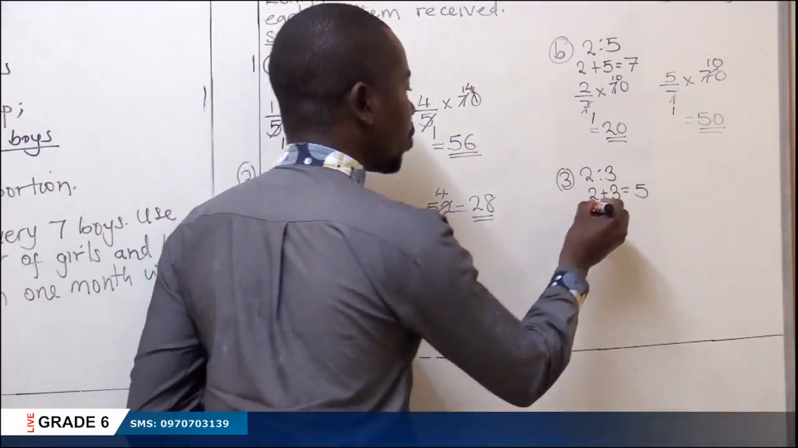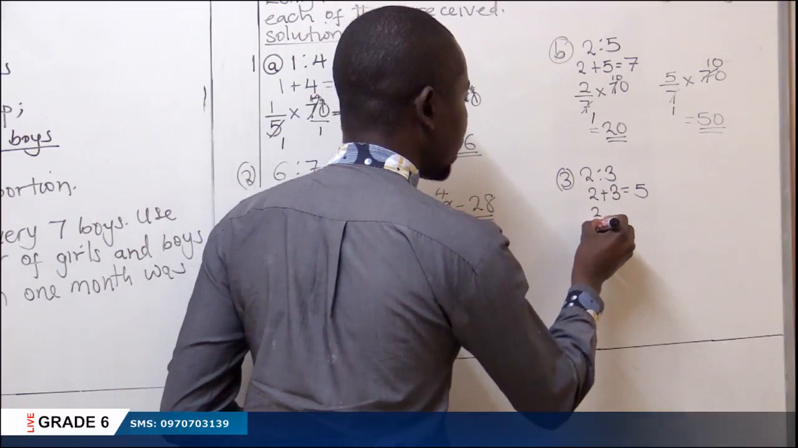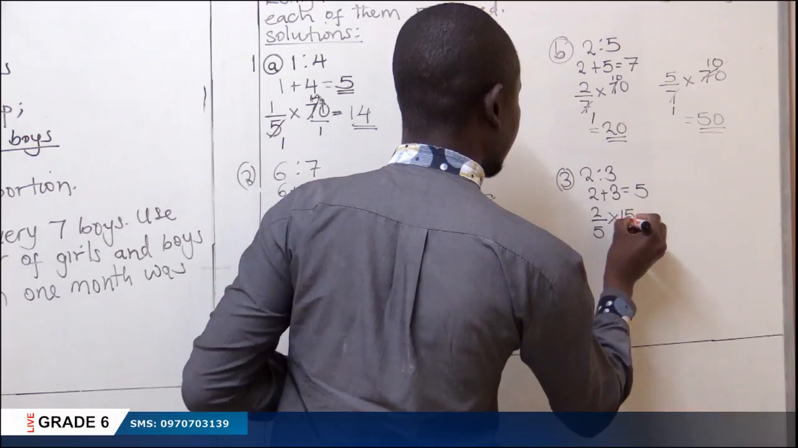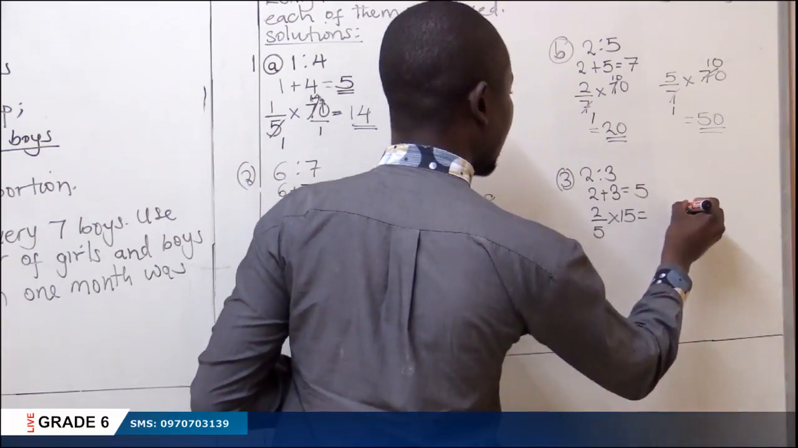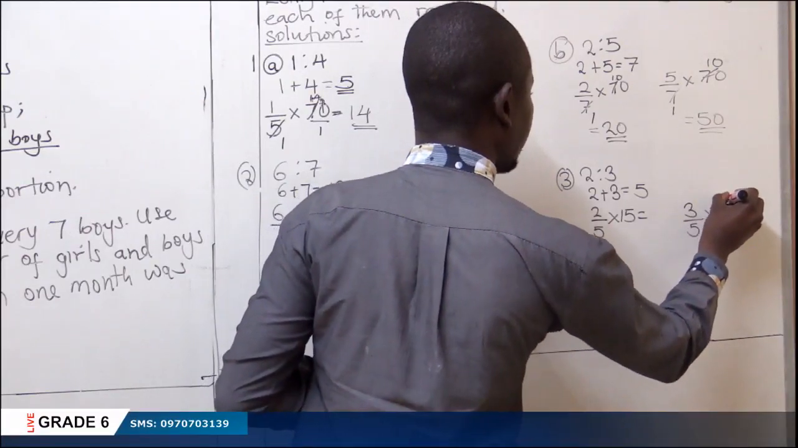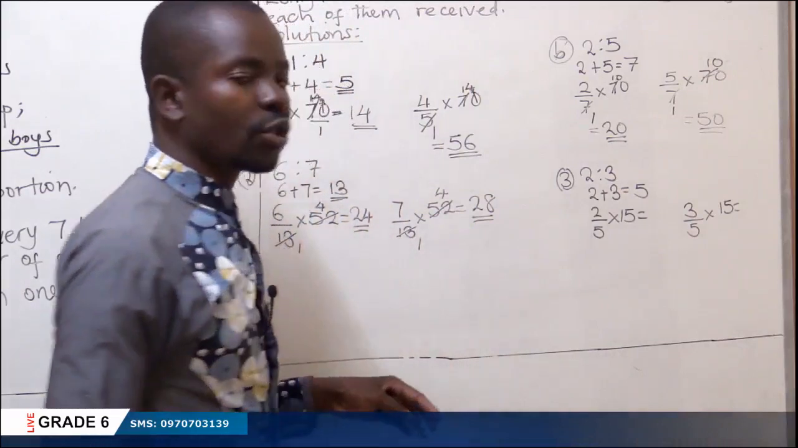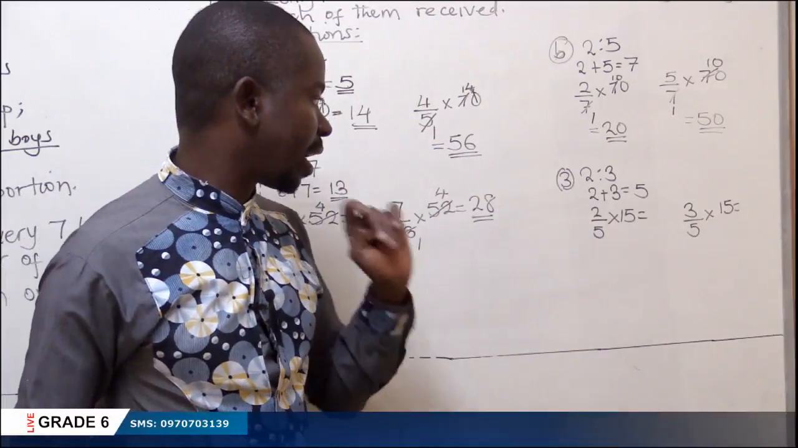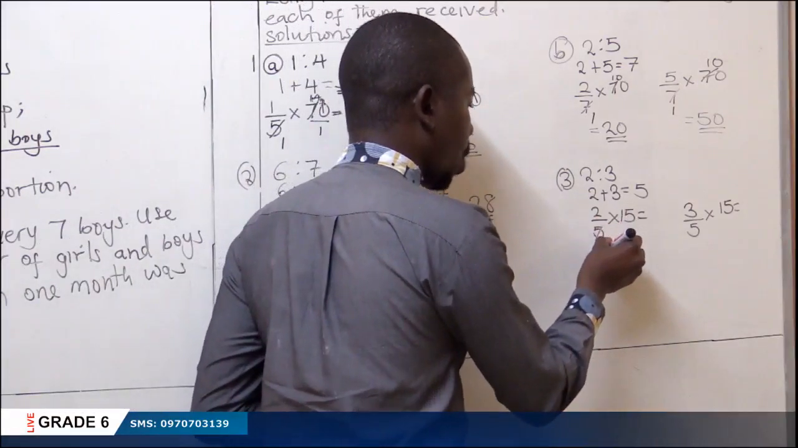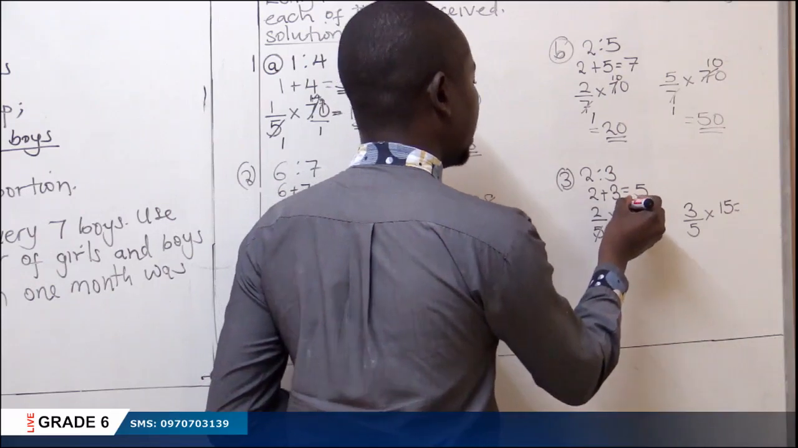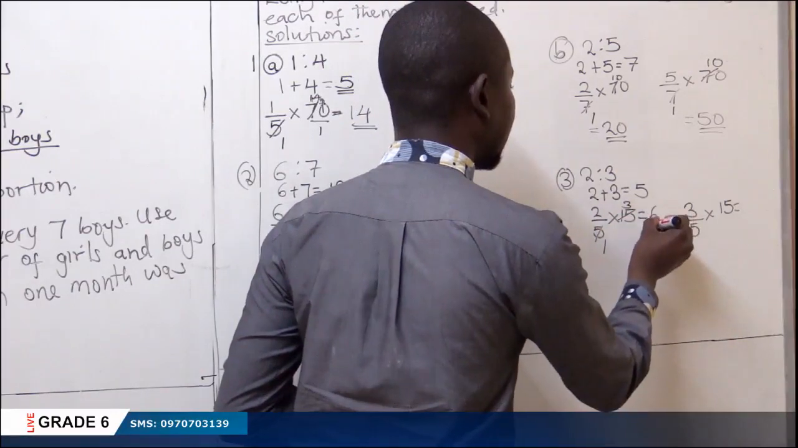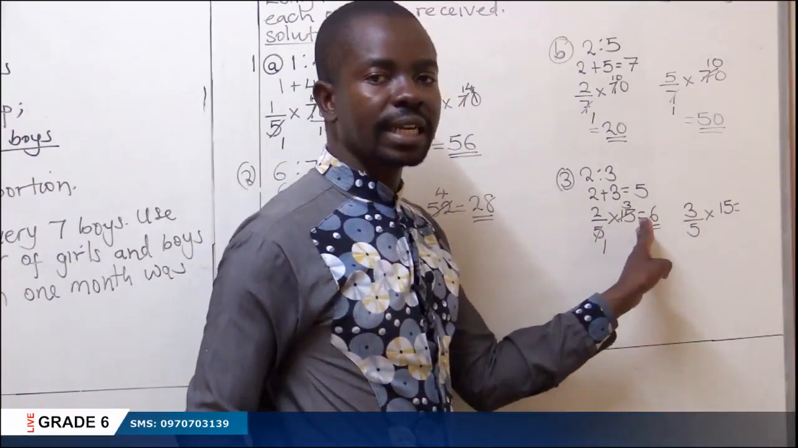Therefore, we are going to write 2 over 5 times 15, and then again 3 over 5 times 15 as well. So we are going to find answers there now. 5 into 5 is 1, 5 into 15 is 3. So 2 times 3 is 6.